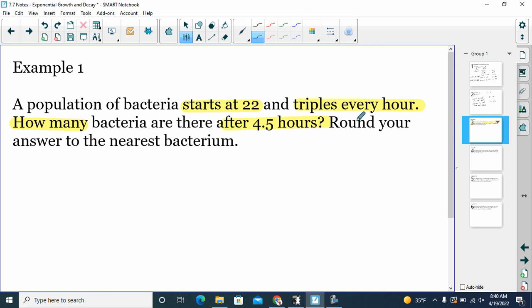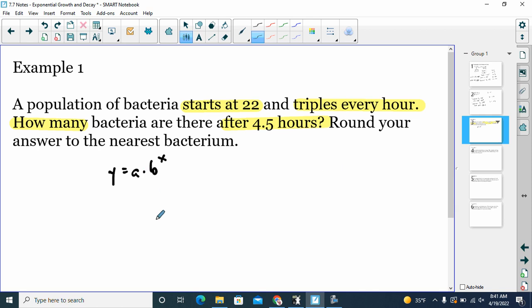And then that last sentence is just telling us how to round our answer. We need to round to the nearest whole number, the nearest bacteria. Because I am tripling, I'm multiplying by 3 over and over and over again. That's why I have an exponential equation. An exponential equation, the general form is y equals ab to the x. I would write that equation down first.